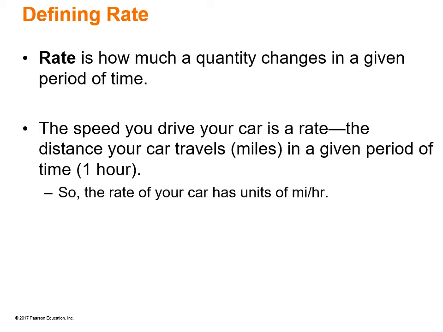So if you're driving a car, the rate that you're driving the car is miles per hour. It's the distance that you travel divided by a certain amount of time, so miles in 1 hour. And our units are miles per hour, so the distance divided by the change in time. Or you can think about things like weight loss, so pounds per week. So it's always some quantity divided by time.